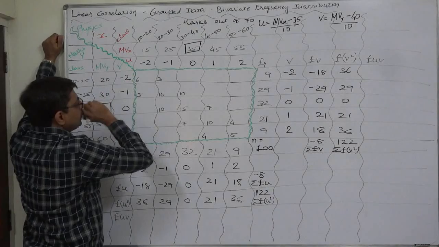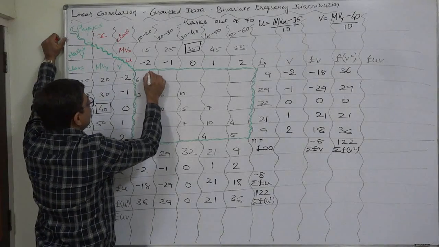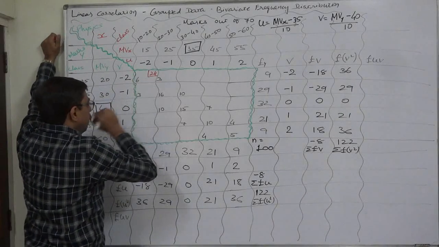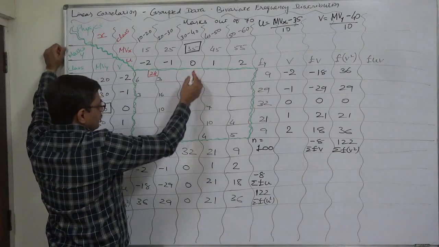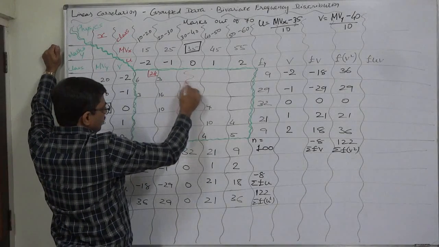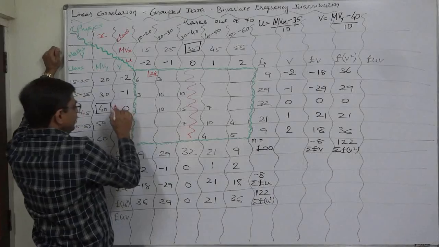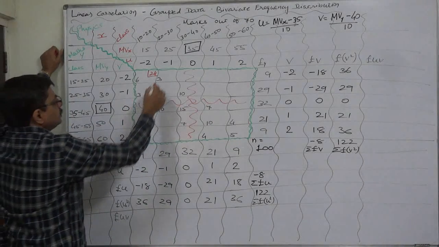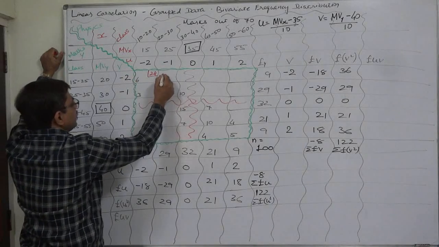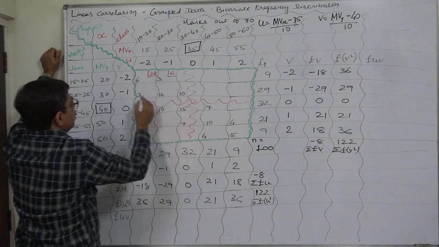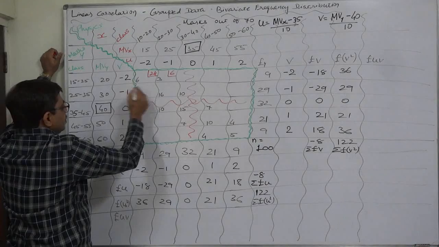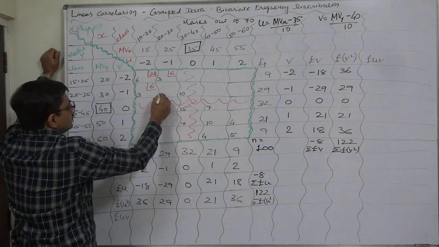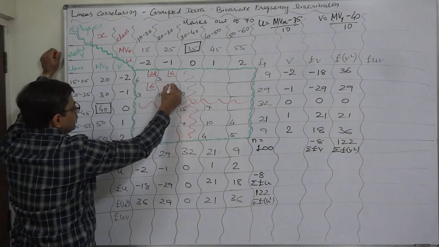6 into minus 2, minus 12, into minus 2, 24. 3 into, okay. This column is 0, so everything will be 0 here. And this row is 0, so everything will be 0 here. Now 3 into minus 1, minus 3, into minus 2, 6. 3 into minus 2, minus 6, into minus 1, 6. 16 into minus 1 into minus 1, 16.